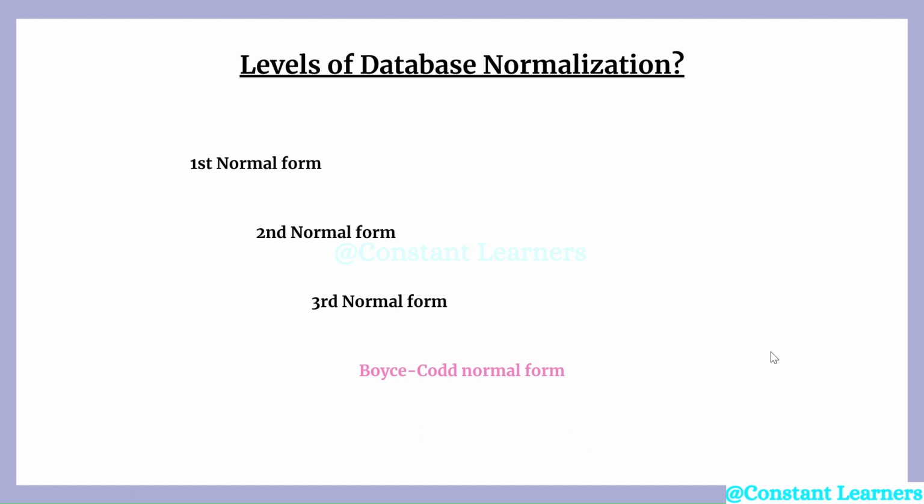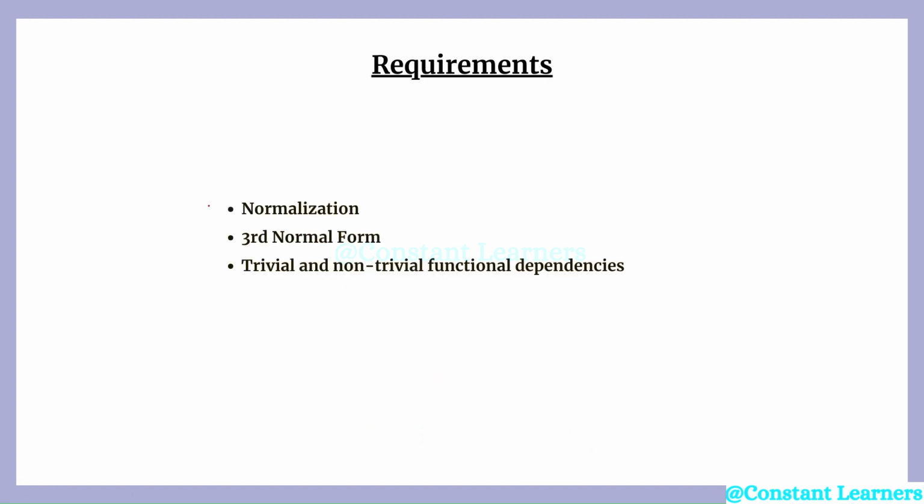Now to understand Boyce-Codd normal form, we need to know what is normalization, what is third normal form, and what are trivial and non-trivial functional dependencies. I've already explained all of these three concepts in three separate videos. I'm going to share the link of all of these videos in the description box below. So if you don't know any of these concepts, I would request you to please watch those videos first, right? Trivial and non-trivial functional dependencies we'll discuss in short in this particular video as well, right?